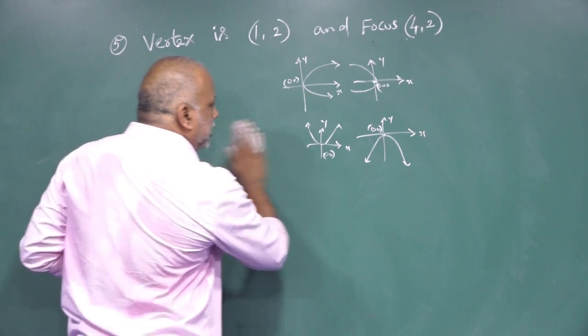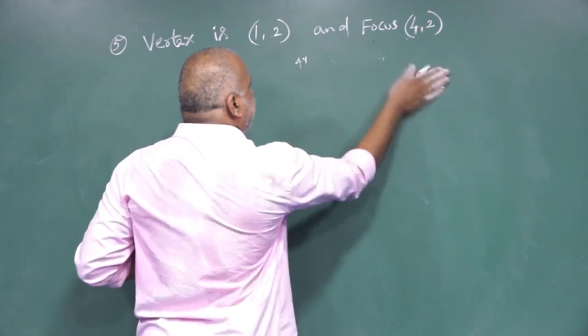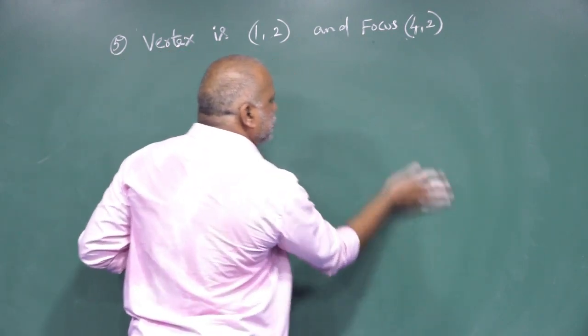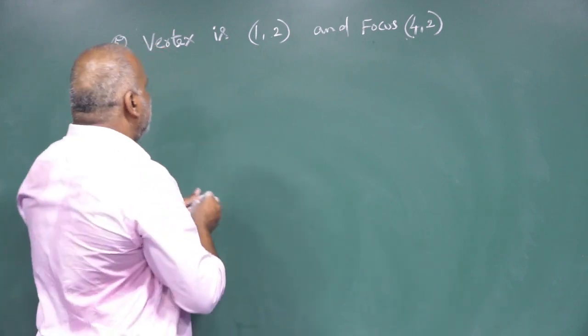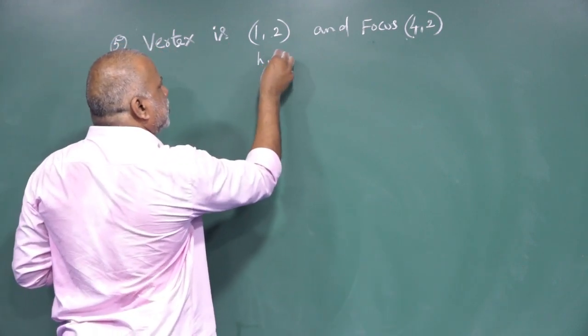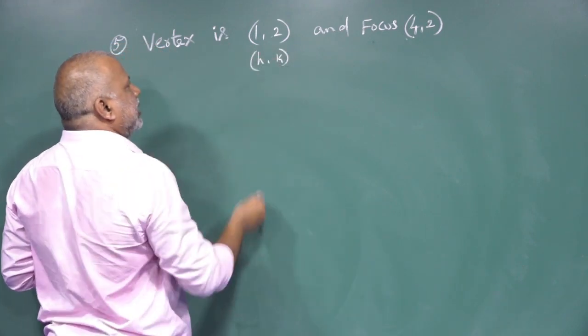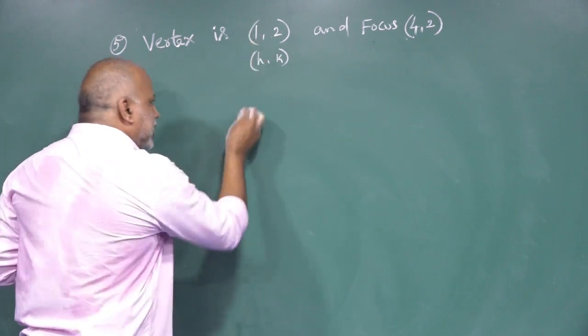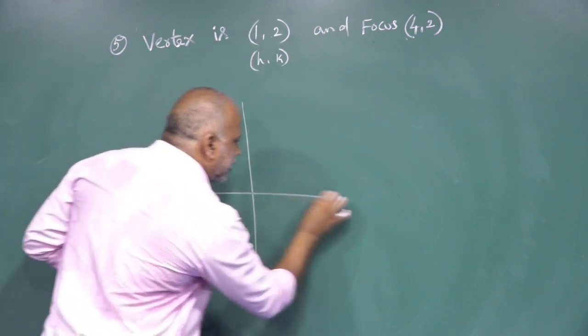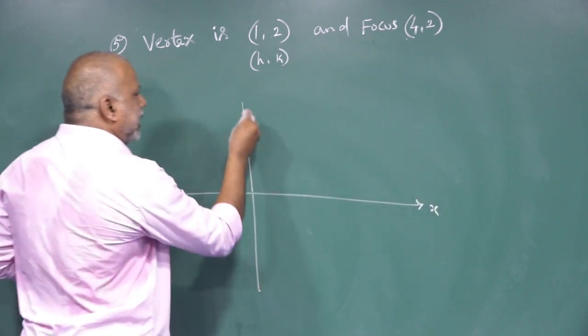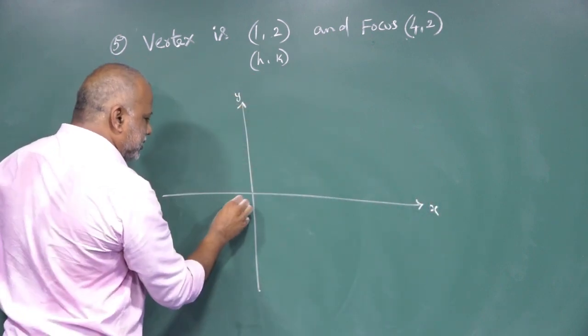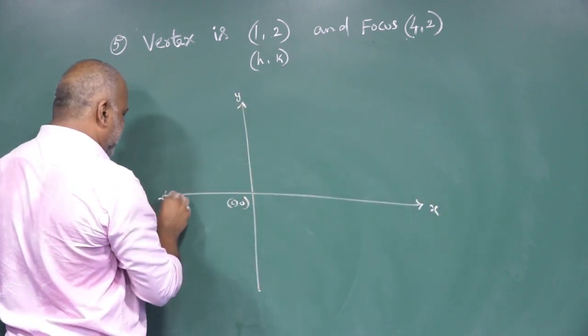Therefore, we have to draw a new axis, capital X and capital Y, parallel to small x and small y. Now, this is the vertex shifting to the point h, k. This is the vertex shifting from 0, 0 to some other place. Now, take the axis as usual. 0, 0 is the origin.